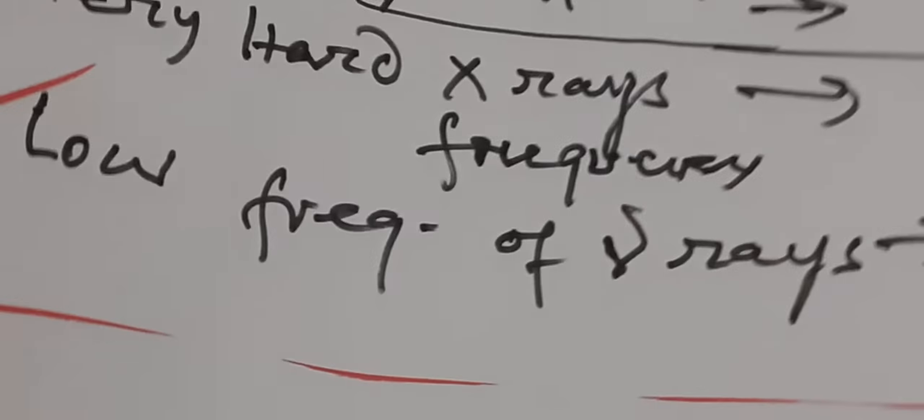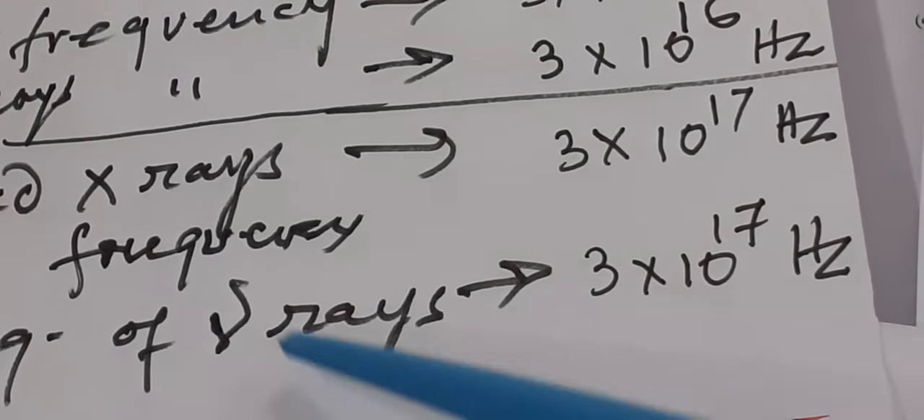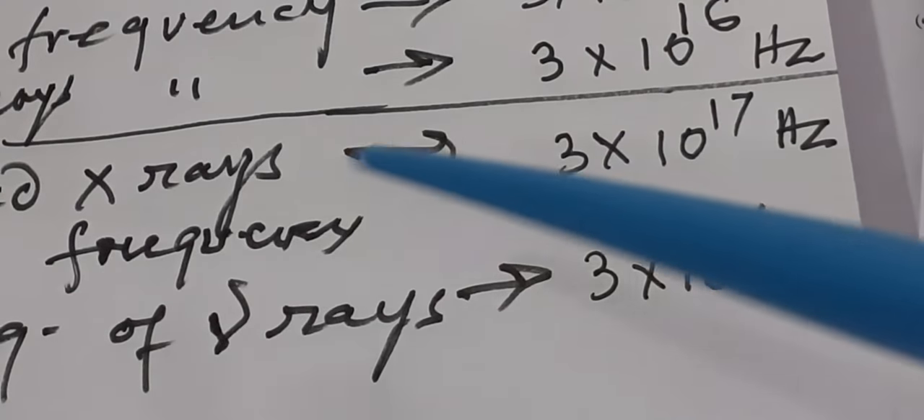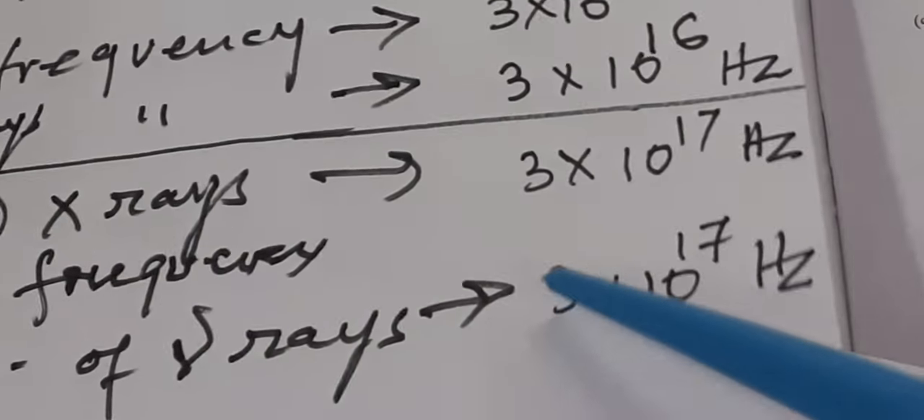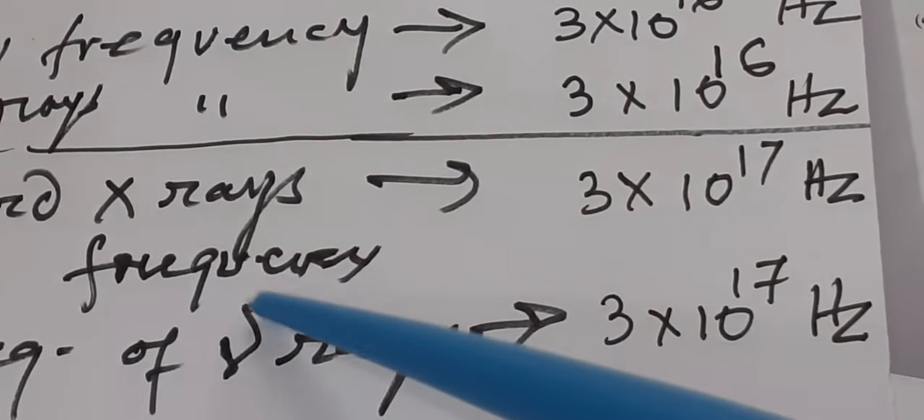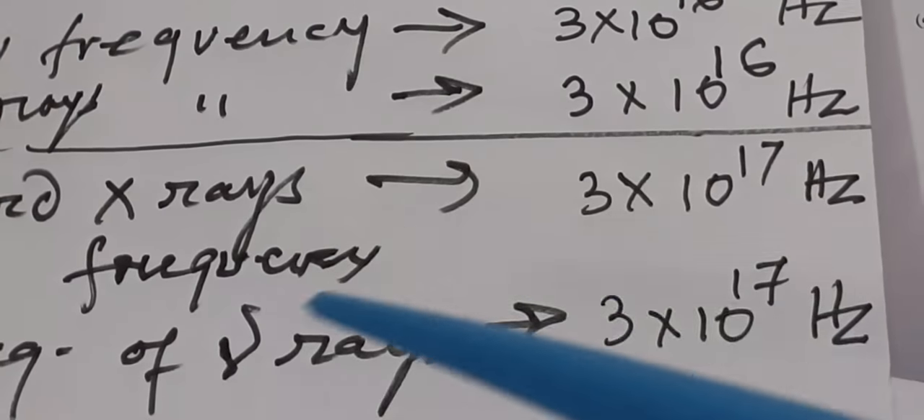We know gamma rays frequency is very high compared with other rays, and it matches with very hard X-rays. It ranges to 3 into 10 to the power 17. Hard X-rays, 3 into 10 to the power 17, is the finishing line of X-ray frequencies. Very hard X-rays. And the starting, minimum frequency for gamma rays is 3 into 10 to the power 17. This matches. Point C also matches the required conditions.